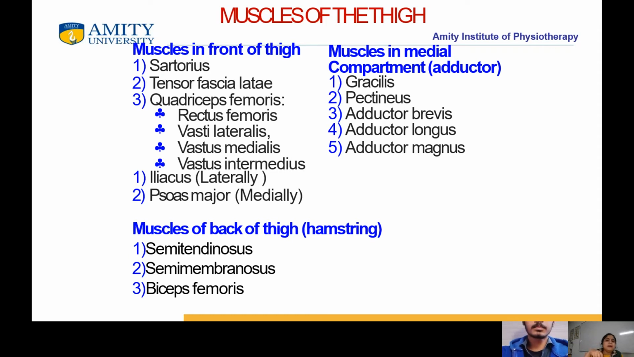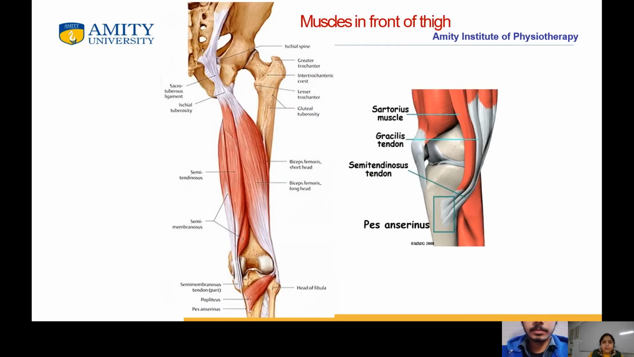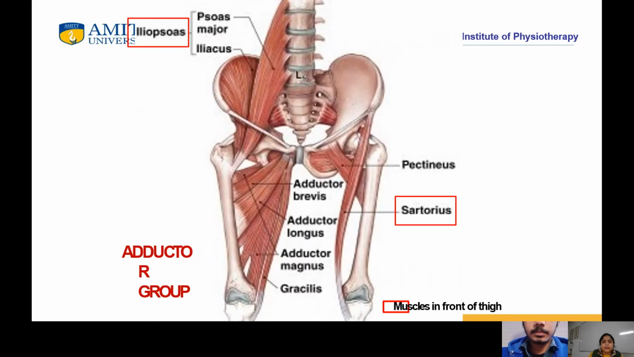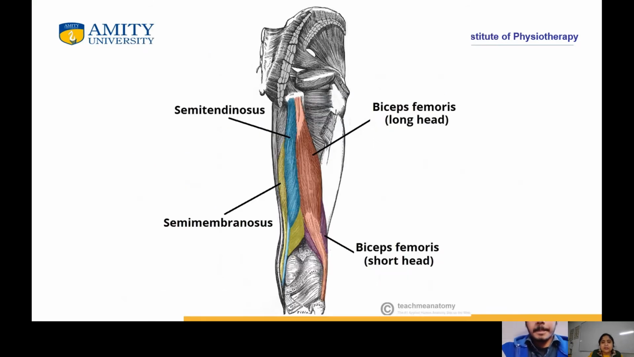Then the muscles in the medial compartment, we have gracilis, pectineus, adductor brevis, longus and magnus. And in the posterior thigh, we have semitendinosus, semimembranosus and biceps femoris. So this is how the orientation of muscles in the thigh is all about. Now we come to the adductor group, which consists of adductor brevis, longus, magnus and gracilis. Hamstrings originate from the ischial tuberosity, and mainly they are 2 joint muscles. They are crossing the hip joint and the knee joint.